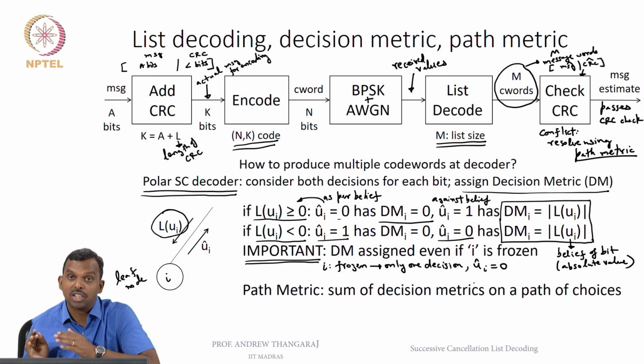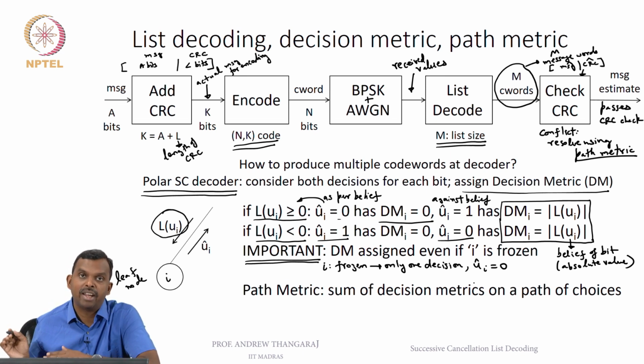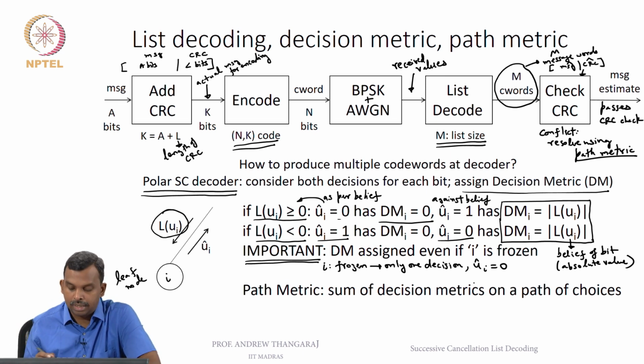So, you know which decoder is doing good, which decoder has already had a heavy penalty and so on. Okay, so this is very important to understand. So, the decision metric is assigned even if i is frozen. Okay, the decision is not changed, it's always ui cap is 0 for the frozen bit, but you will penalize if your L of ui is negative. Okay, so you will add the absolute value of that to this decision. Okay, so that will be a metric.